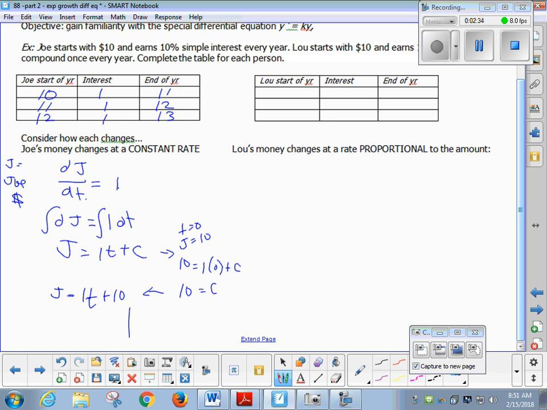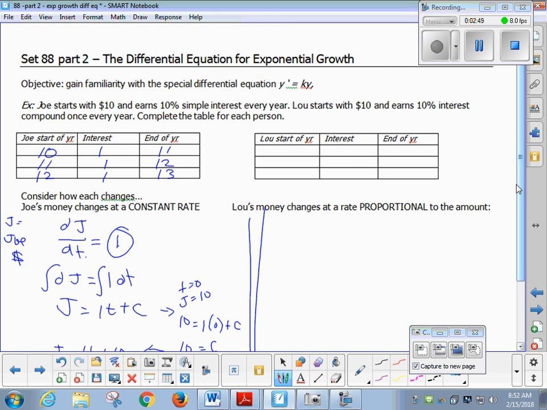Okay? And that's linear growth. I appreciate that. When you have constant growth, no matter how much time, it's always going up the same. Right? Always going up by $1. Now that's not the most famous differential equation involved. The most famous differential equation is what we're going to get into over here.